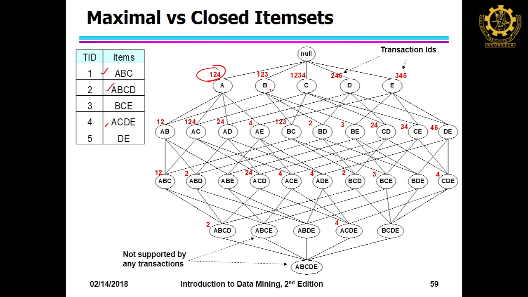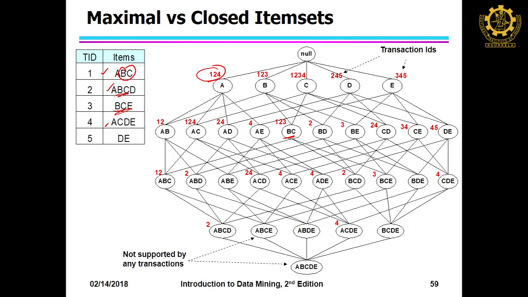Similarly, B appears in transactions 1 to 3. So, support of B is 3. Similarly, BC appears together in the transactions 1, 2 and 3. So, its corresponding support is 3.